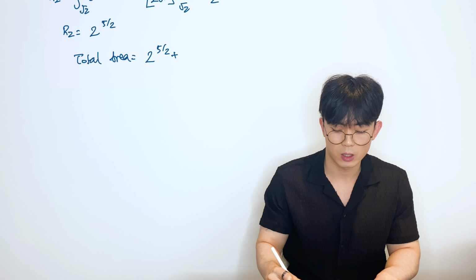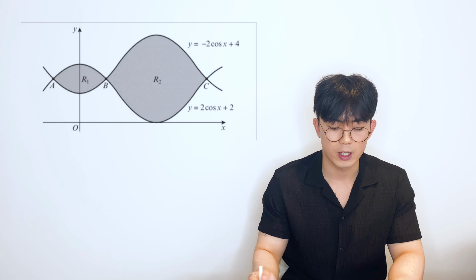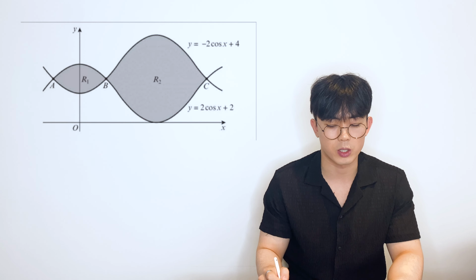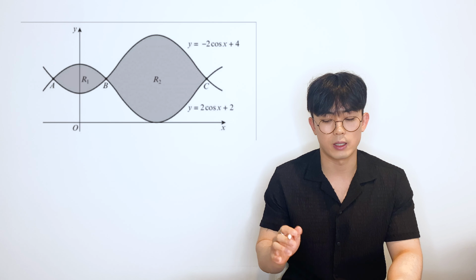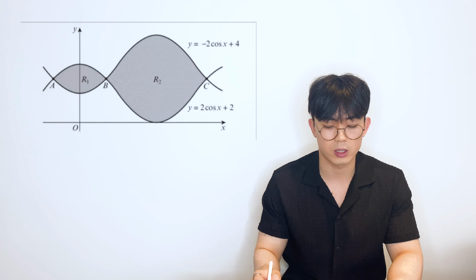Alright, so in the beginning I said there's two things you need to be aware of. You need to be aware of when it crosses the x-axis, and you also need to be aware of when the graphs flip, or when one graph is above another graph, like this question here. You can see here we've now got two graph equations, and we need to find the area of each one. But in certain points, one graph is above the other, and the other graph is above the other in different points. So if that is the case, as you can see from A to B, the 2 cos x plus 2 graph is above the negative 2 cos x plus 4 graph, which I'll draw in red.